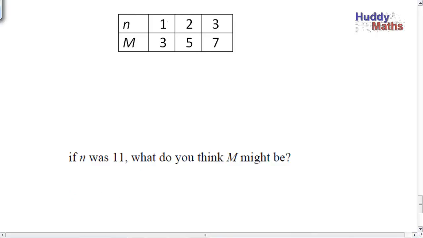Okay, so we need to look at the pattern. What do I do to this to get that? Okay, and so what could I say here? Oh, what do I do to 1 to get 3? 2 times 1 plus 1 is 3. And then 2 times 2 plus 1 is 5, yes. And 2 times 3 plus 1, that was an easy one, is 7. Let's say here, therefore, m is 2 times n plus 1.